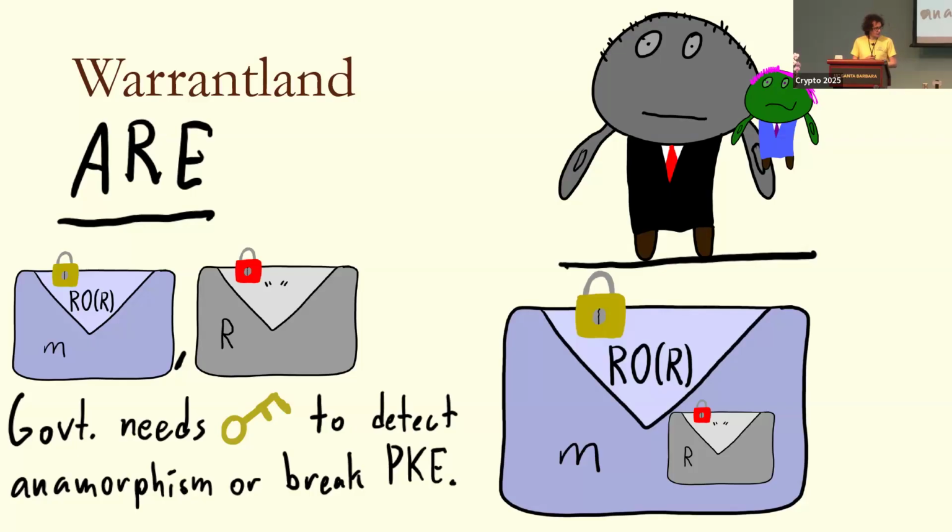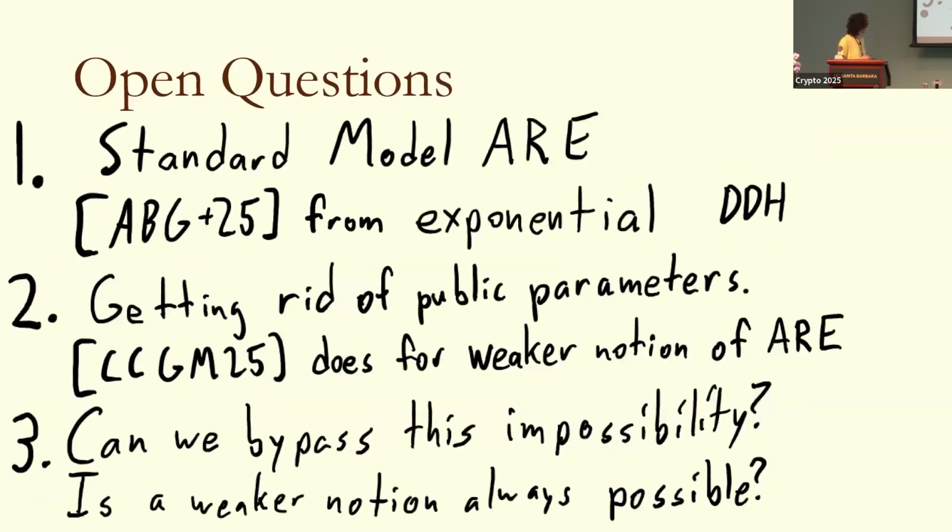And so those are our results. I'm going to conclude on some open questions. So the first open question is whether it is possible to get anamorphic resistant encryption in the standard model. There is a later work which does actually do this from exponential DDH. That's a very, very strong assumption. So we would like something more reasonable or more realizable.